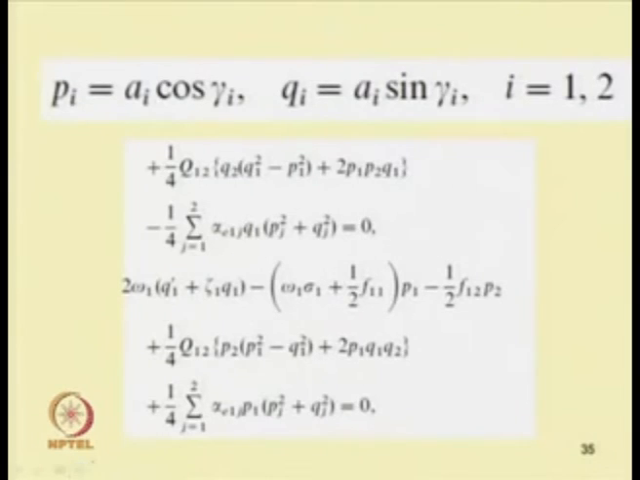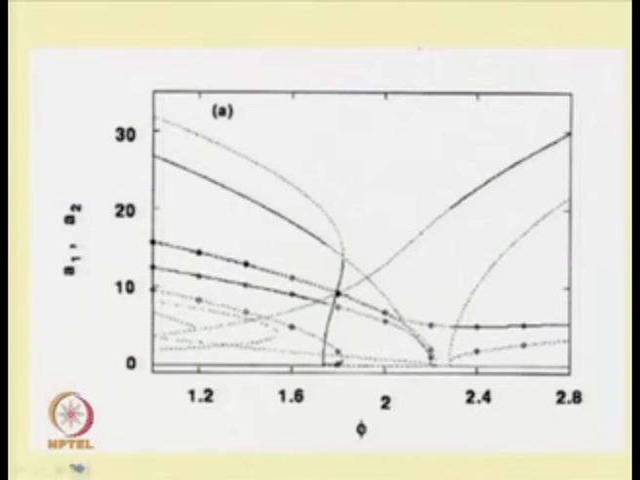So, in this case one can obtain 4 algebraic and transcendental equations. To solve these equations one can use a numerical method. Here, by using Newton's method the response has been obtained, and in this case A1 and A2 versus phi has been plotted.